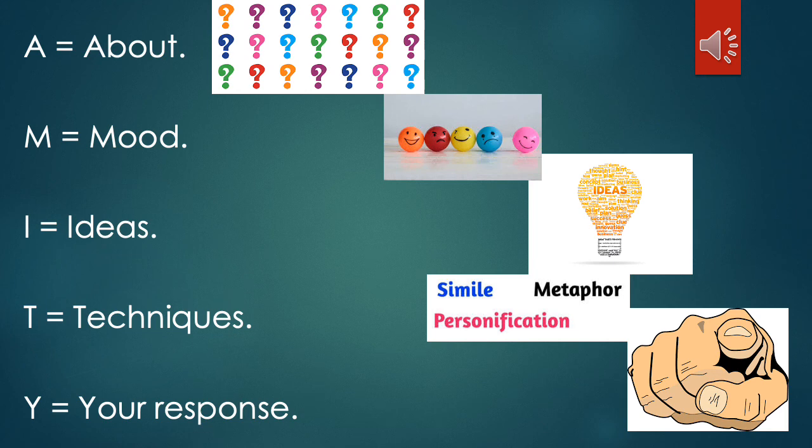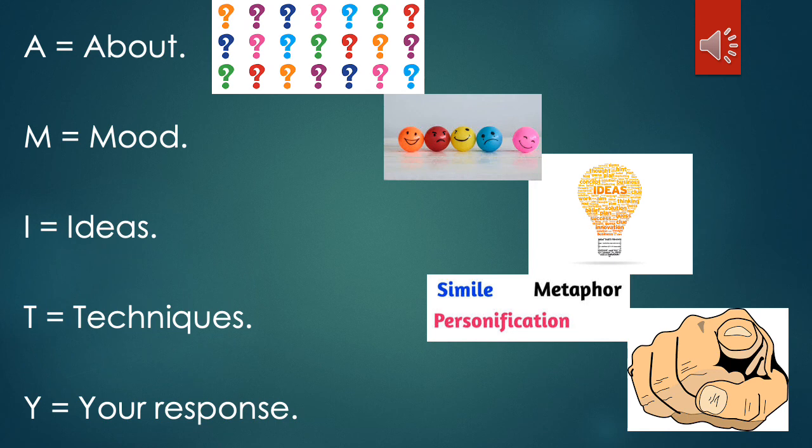The M in AMITY stands for the mood of the poem. Now, when we say mood, we mean: does it make the reader feel happy, sad? Does it make you question? Does it feel a bit tense? Also, as you read through the poem, does the mood develop and change?